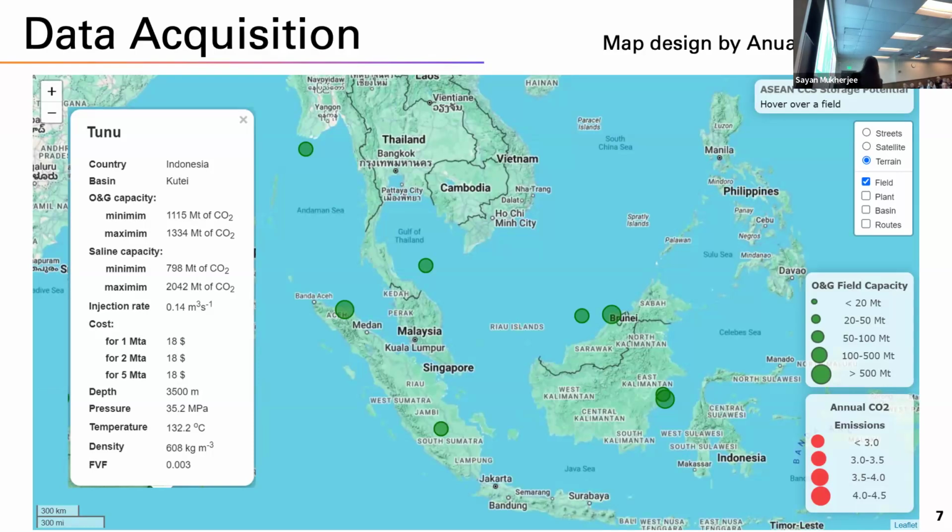This is an example of Tunu, which is that larger circle right over there. And we have the capacity data as well as injection and costs. These are the top 8 oil and gas reservoirs, like the largest capacity within the region. So I'm starting to look at these 8.